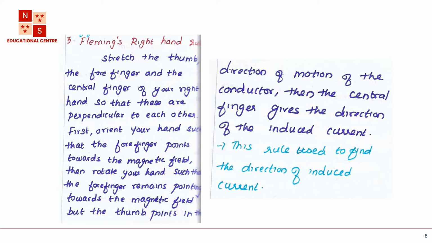Next, Fleming's right hand rule. The same thing: stretch your right hand, with the thumb, forefinger and middle finger perpendicular to each other. The forefinger represents the magnetic field, the thumb represents the direction of motion, and the middle finger represents the direction of induced current. This rule is mainly used for finding the direction of induced current.